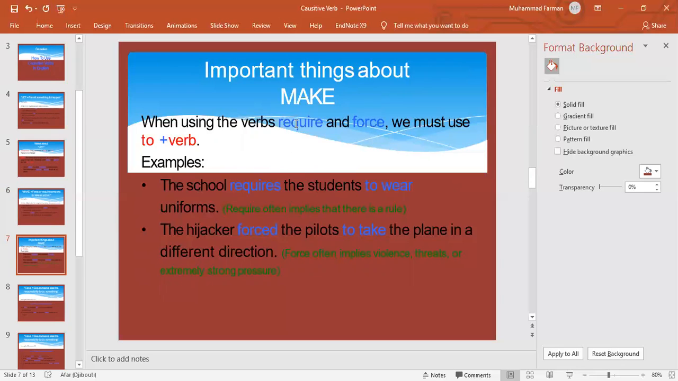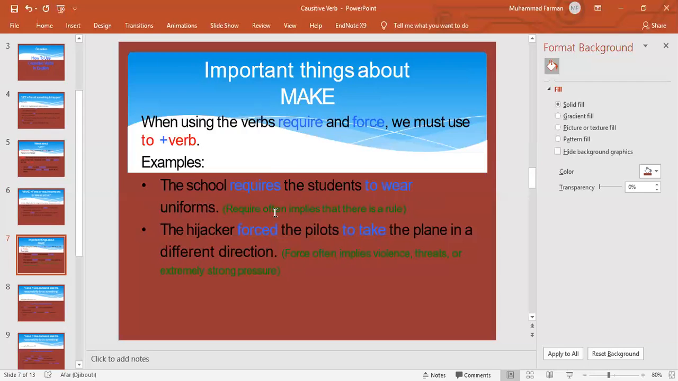Again, make, requires, and force are also considered in the presence of make. The hijacker forced the pilots to take the plane in a different direction. Again, force, requires, and make. These three verbs are being used as causative verbs.